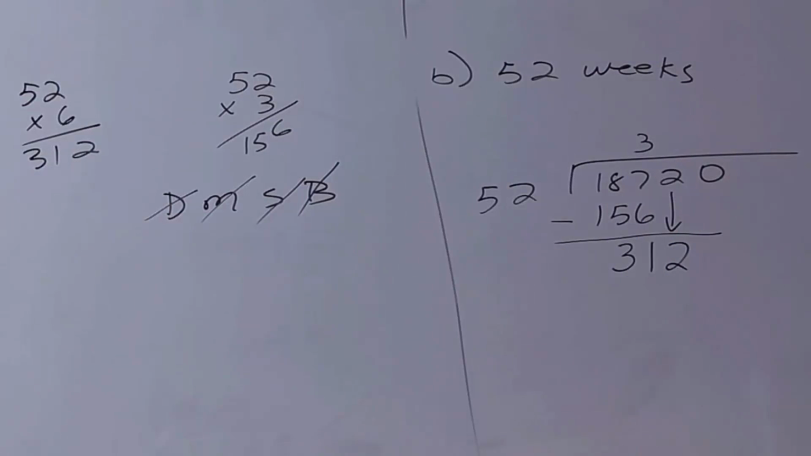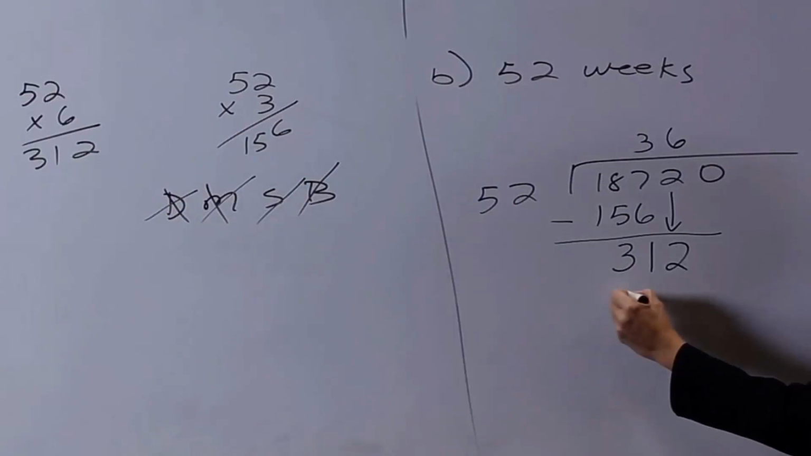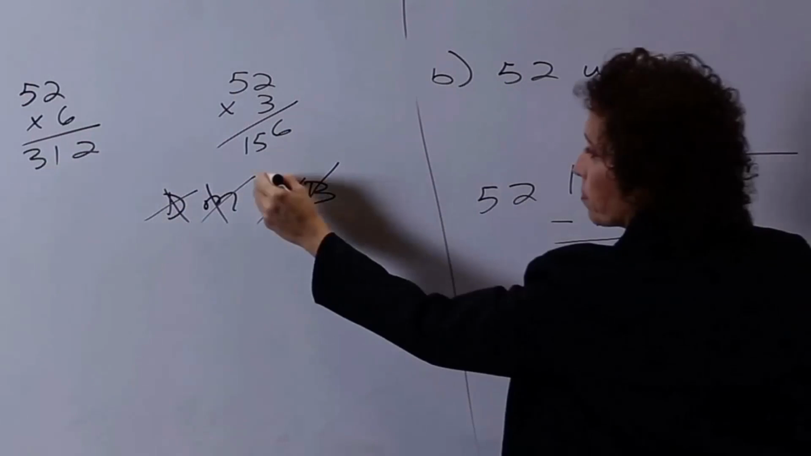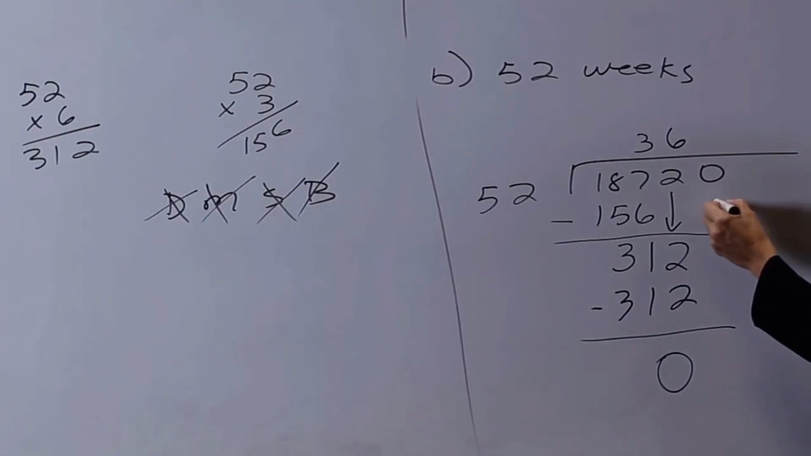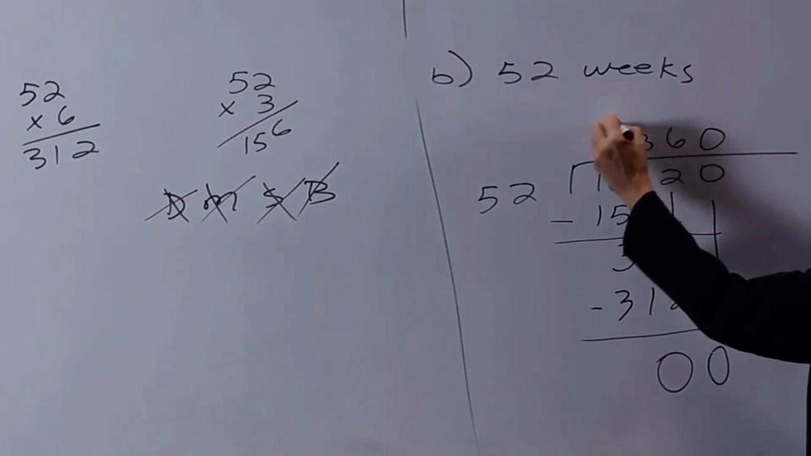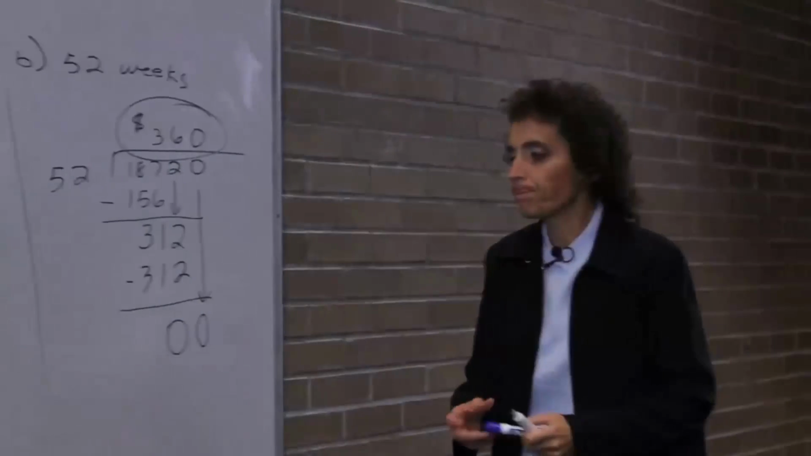Oh, 6. That's a winner. Okay, so there's 6. So that's the division step. We already know that's 312 when we multiply. We subtract, we get 0. Let's bring down, just to keep the flow going. And then 52 into 0 is 0. So it's 360 per week. So Mike makes 360 per week.